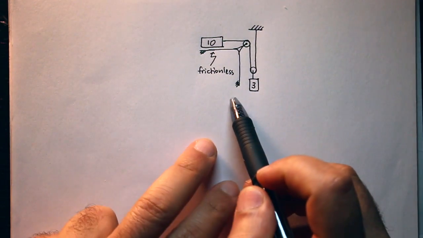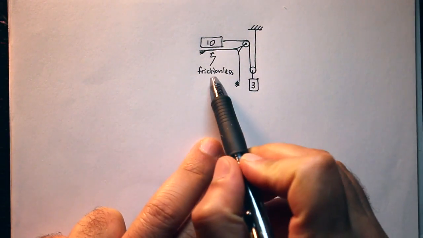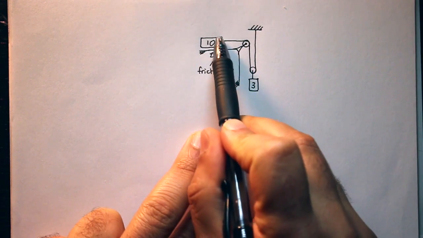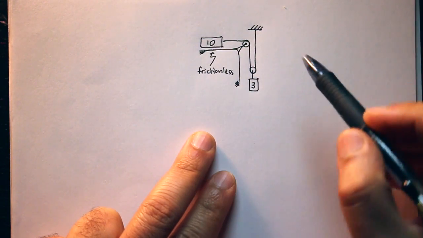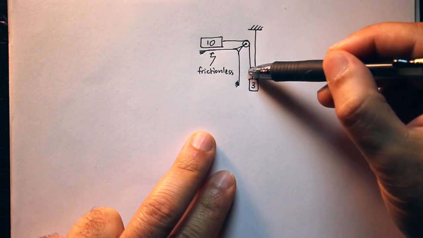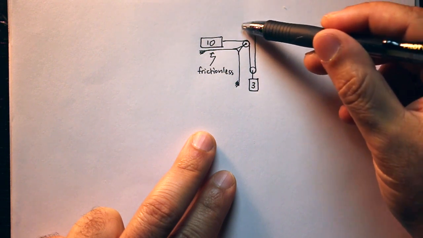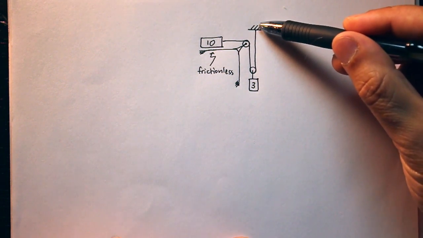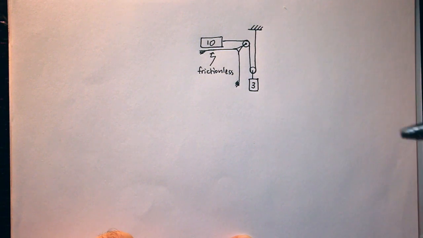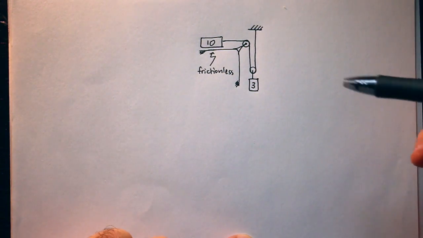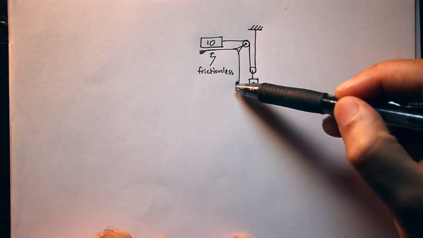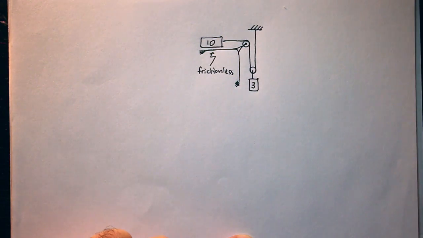This is a problem in which a 10 kilogram mass is attached to a rope that goes around a pulley, around another pulley and back to be attached to the ceiling. And from this pulley is hanging a 3 kilogram mass. And we're told that this surface is frictionless.